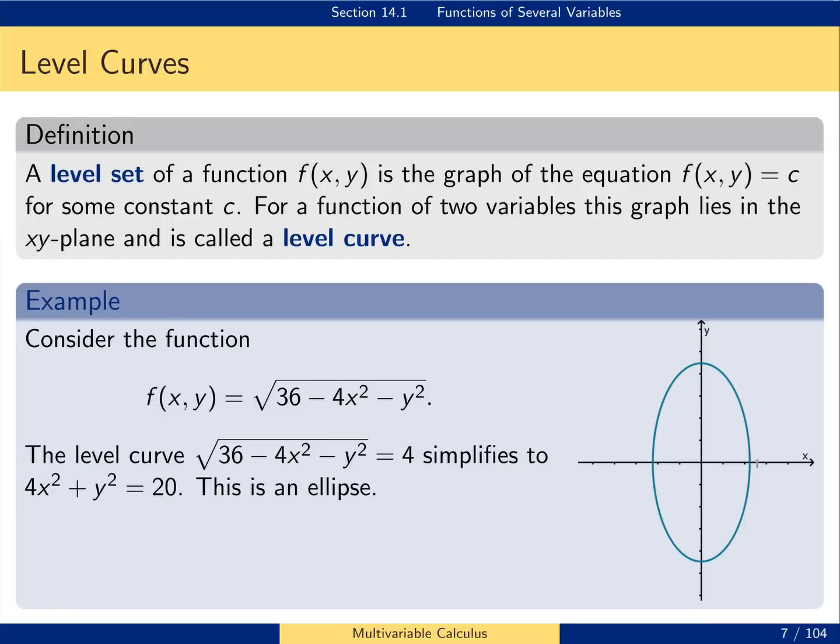For example, one of the level curves of f of x, y equals the square root of 36 minus 4x squared minus y squared is obtained by setting c equal to 4. This simplifies to 4x squared plus y squared equals 20, which is an ellipse. Here is its graph in the xy plane. These are all the points that evaluate to 4 when plugged into f. Notice the point 1, 4 lies on this curve.